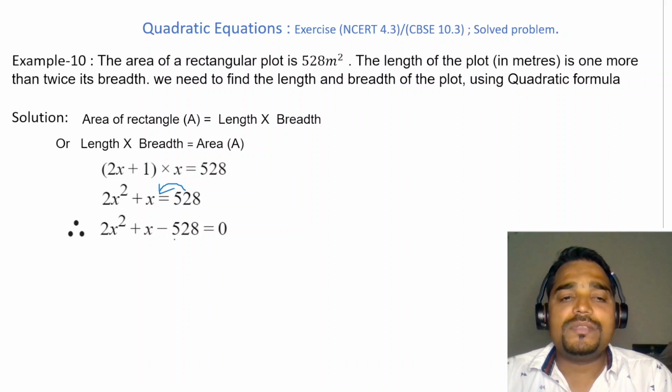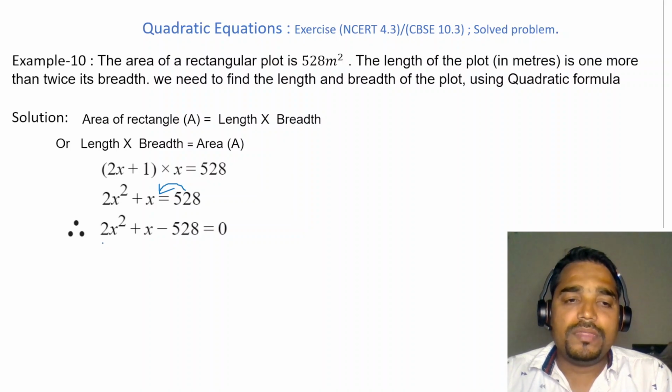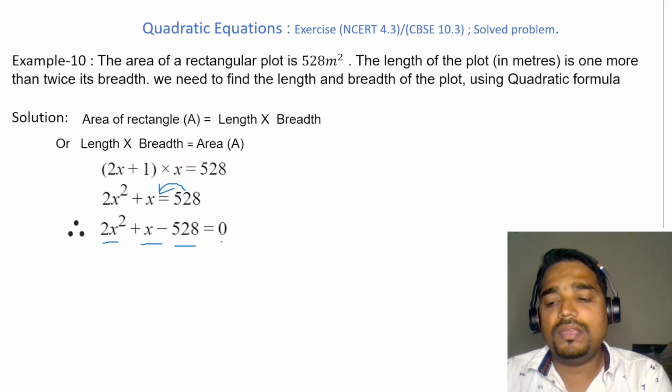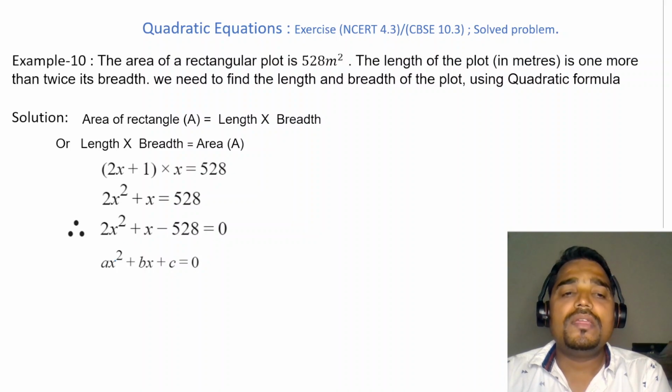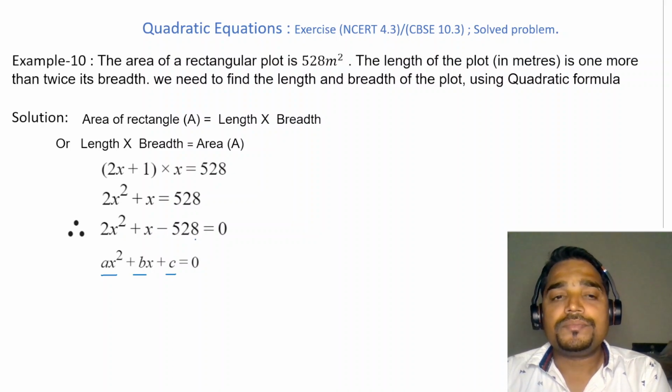This equation cannot be simplified further as there are three terms in the equation. First term contains x square, second term contains an x term, third term is a constant term. Therefore, all three terms are unlike terms which cannot be simplified further. Now this equation, that is 2x square plus x minus 528 is equal to 0, looks like ax square plus bx plus c. First term containing an x square term, second term containing an x term, and third term containing a constant term. Now we will have to solve this quadratic equation using the quadratic formula.